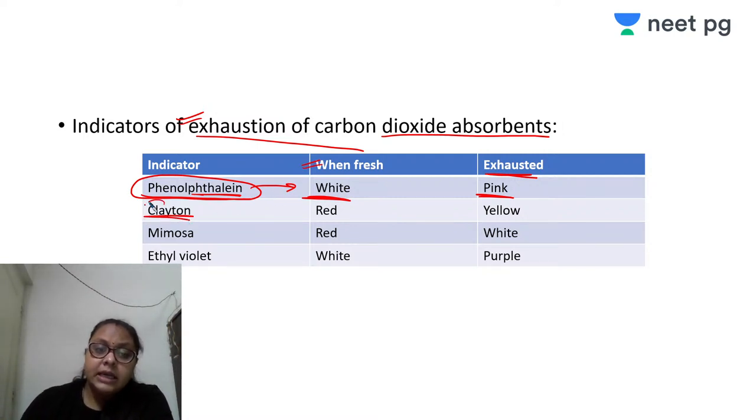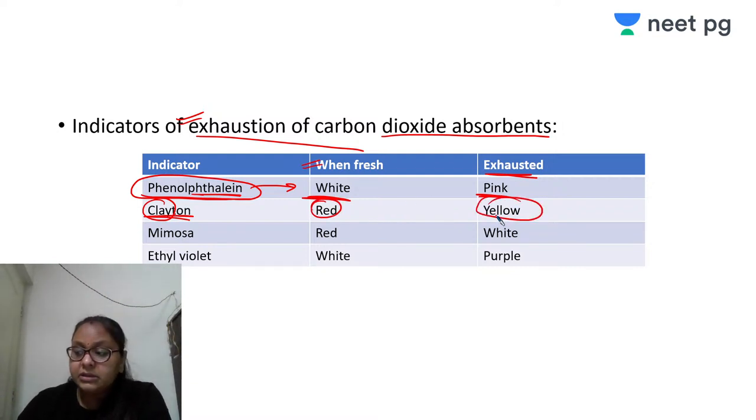Clayton yellow: it is red when it is fresh, and when it is exhausted, it turns yellow.